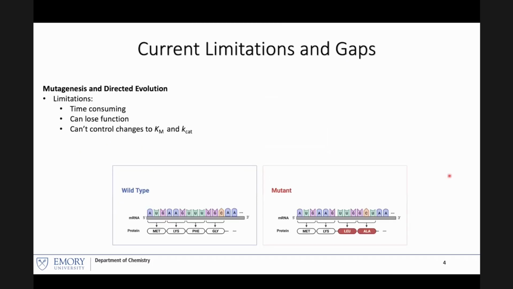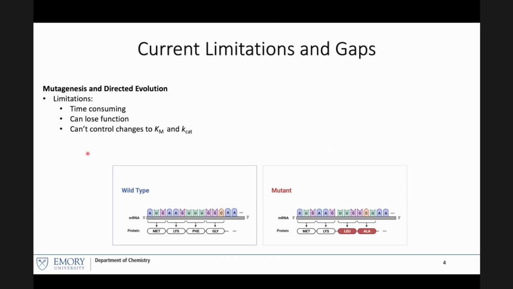So typically, whenever you have an enzyme, you want to figure out, hey, what can I change about it to make it more stable and/or more active? And so, for example, if I have a glycine here and I say, what happens if I change it to alanine? So mutagenesis and directed evolution are beneficial for this, but the issue is that it can be very time consuming. So if I change this glycine to an alanine, I don't know for sure, right, if I'm going to increase function or completely lose function.